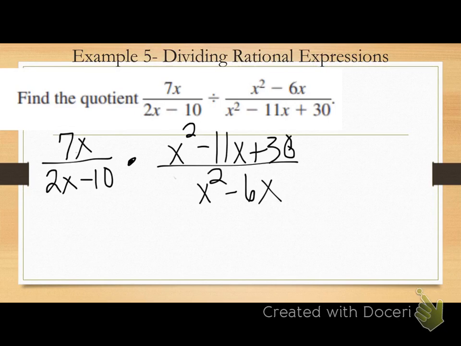Does anyone see anything that we could factor before we start multiplying? Let's just take it numerator by denominator. So let's look at our first fraction. Can I factor 7x? No. Can I factor 2x minus 10? Yes. Does that have a GCF? Yes, 2. Very good. So I get 7x over, factor out that 2. 2 times what would give me 2x? x. 2 times what would give me negative 10? Negative 5.